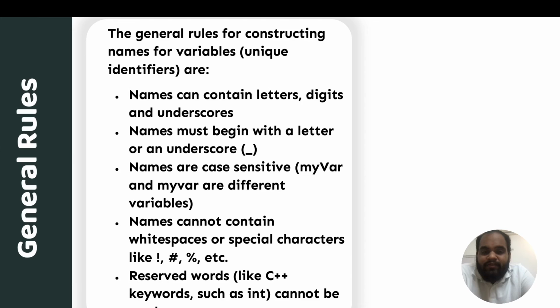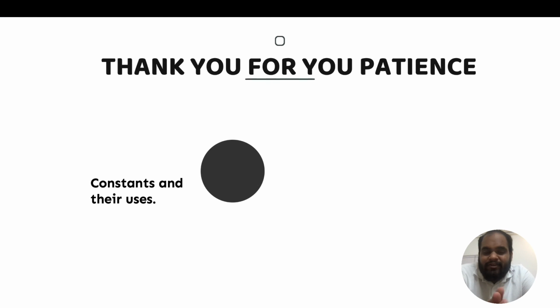Okay, reserved keywords like C++ keywords such as int cannot be used as names, okay? You cannot use these as names. You cannot write int int x or int = 5, okay? That is reserved by C++ and you are not allowed to use them. That's pretty much all of the rules that you should know, and that's how you can declare your perfect variable. I hope you had a great learning with this, and I tried to keep it short again.